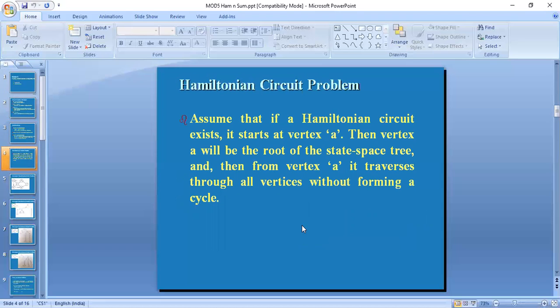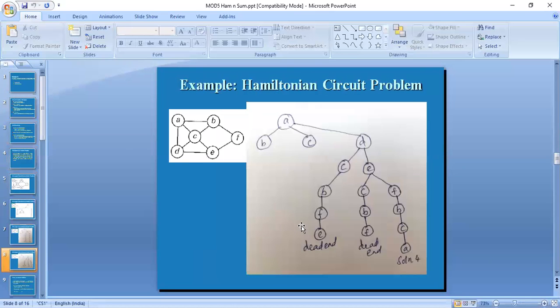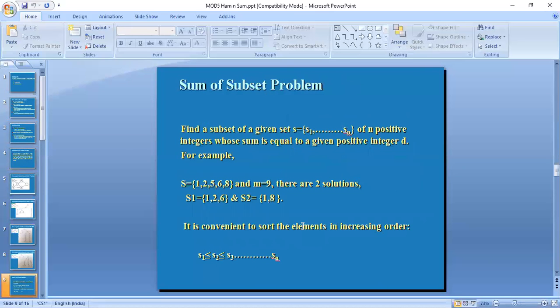In the last class, we have seen the N-Queens problem and the Hamiltonian circuit problem. Now we will go on to the third problem, which is called the sum of subset problem. So what do you mean by this sum of subset problem? This problem can be traced out manually. When you go with the sum of subset problem, you will be given a set. As I have mentioned earlier, it is a combinatorial problem.